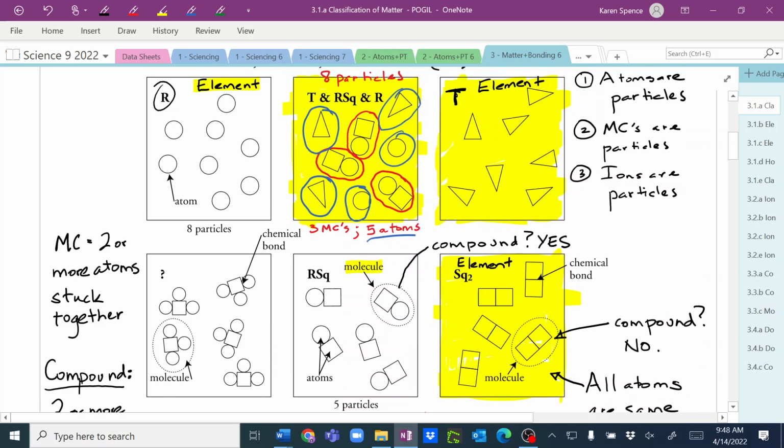Now, which of these samples are pure? What does it mean to be pure?